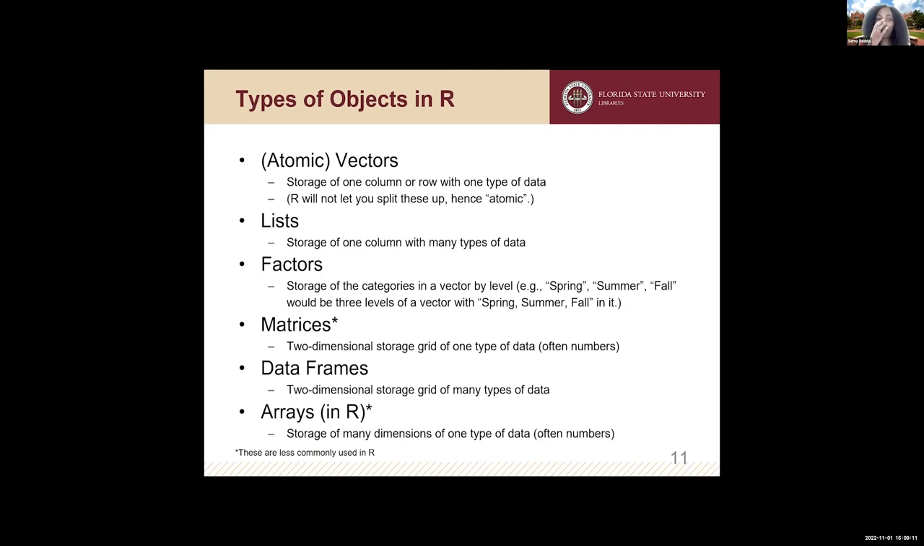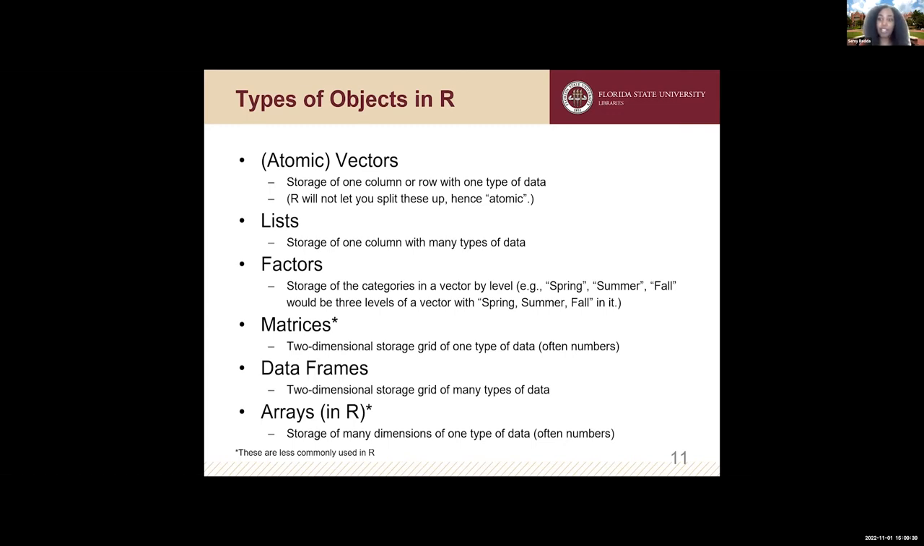And so here are the types of objects that you can make using these various data types. The first type are atomic vectors, usually just called vectors. This is the most basic type of object in R, and it contains one line of one type of data. So this could be a line of numeric values or a line of character values or whatever. The second type are lists, and they are made up of one line with multiple different types of data. So vectors contain one type of data, lists contain multiple different types of data.